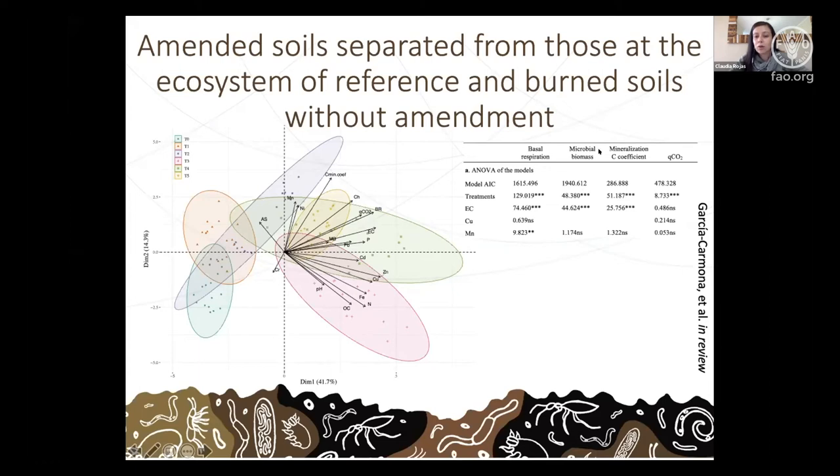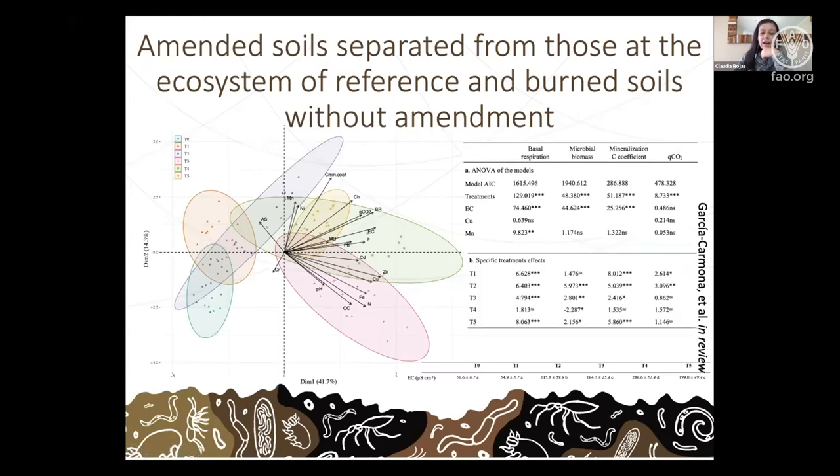And all the parameters that we measured were affected, especially by treatment. All the biological conditions were affected by treatment. And among the physical and chemical conditions we measured, electrical conductivity was the one that most affected biological condition, in spite of the low levels that we see. And besides the treatment, all affected the biological condition. Interestingly enough, we confirmed with statistical analysis that the burn soil is still affecting biological condition.